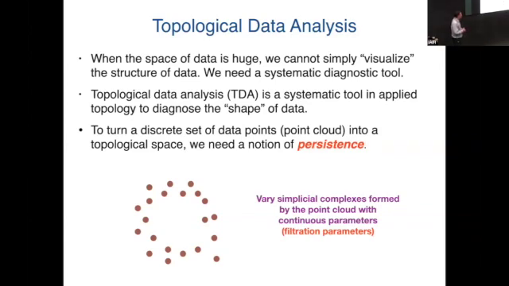Now, to characterize the topology of a set of discrete data points, we need a notion of persistence. And the idea of topological persistence is to not consider a single representation, a single topological space, but rather to consider a family of topological spaces and track topological features that persist as we vary the parameters that label these spaces. So the intuition is that real topological features persist while short-lived features are noise.